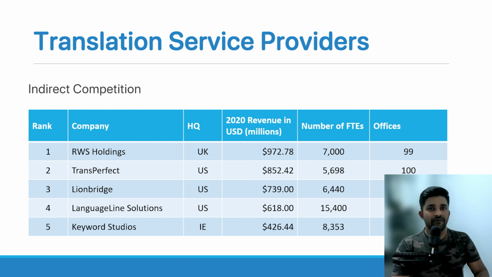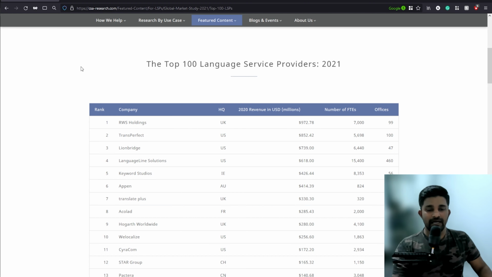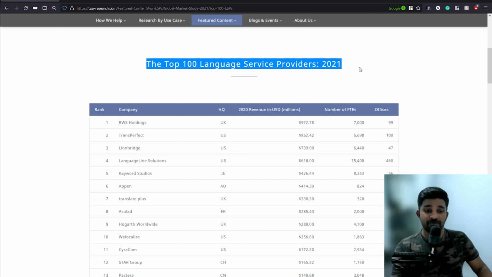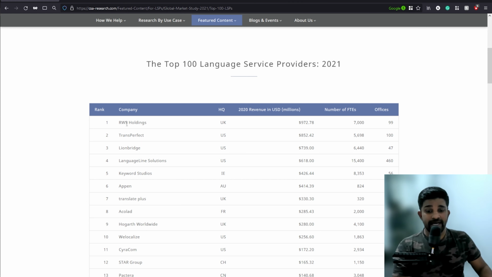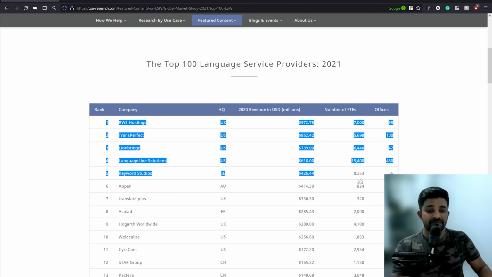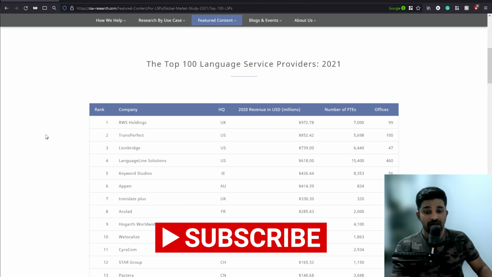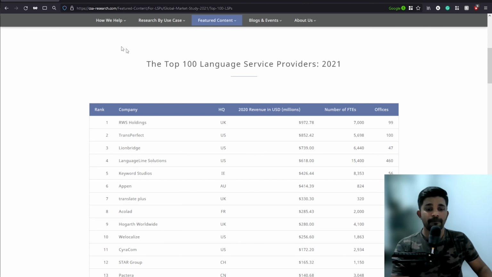So what are some of the direct competition? Well, let's check out. I found the list of my indirect competition, which is the top 100 language service providers from this website. As always, I'll leave all my links for research down in the description, so you can check those out as well. So I took the top 5 companies from here, which are ranked as per revenue in US dollars. But these are considered to be my indirect competition.